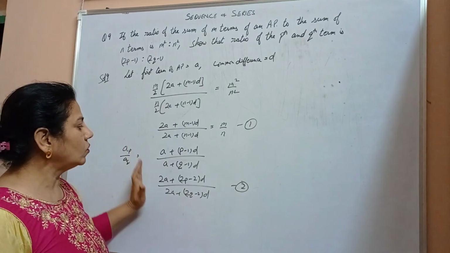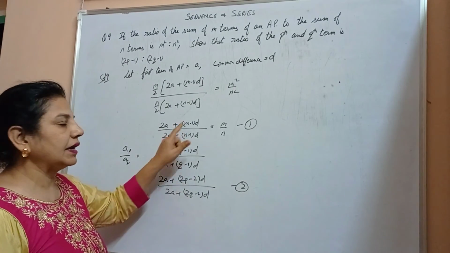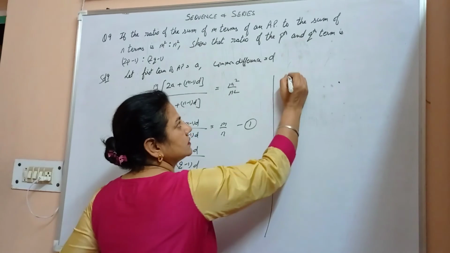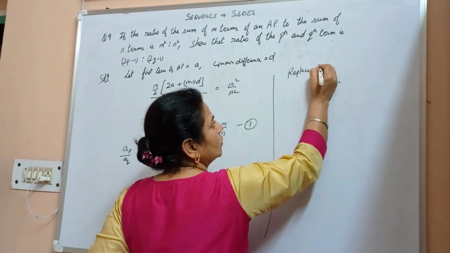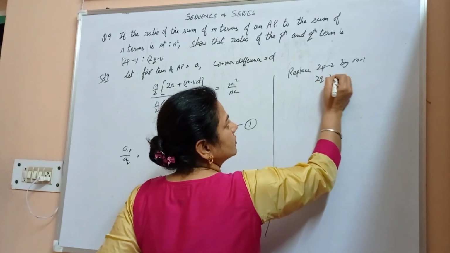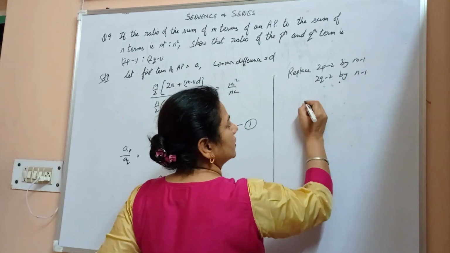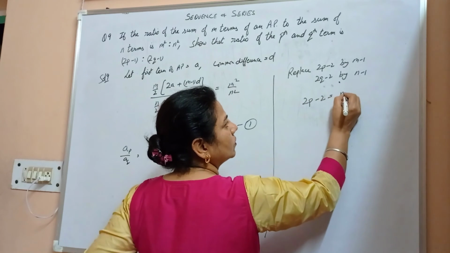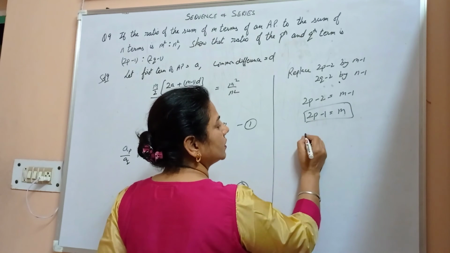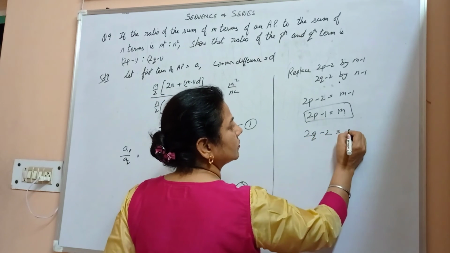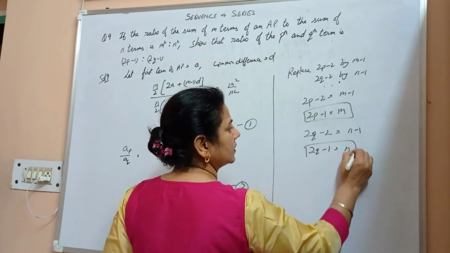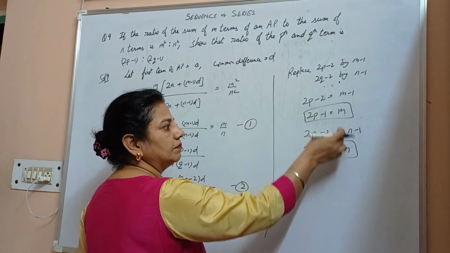If I compare 1 and 2, I can replace 2p minus 2 by m minus 1 and 2q minus 2 by n minus 1, and I will get the values of m and n. So here I get 2p minus 2 is equal to m minus 1, so 2p minus 1 is equal to m. And 2q minus 2 is equal to n minus 1, so 2q minus 1 is equal to n. I get the values of m and n.